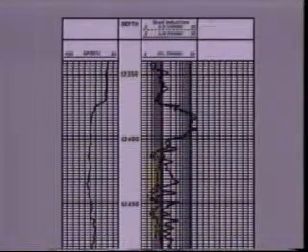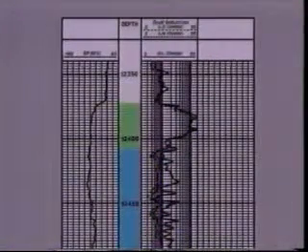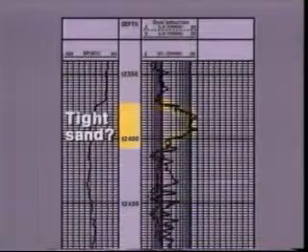At an initial glance, this appears to record high resistivity hydrocarbon overlaying lower resistivity formation water. To confirm this interpretation, we need to know if the resistive interval is porous, because the resistivity could be caused by a tight, low porosity sand.